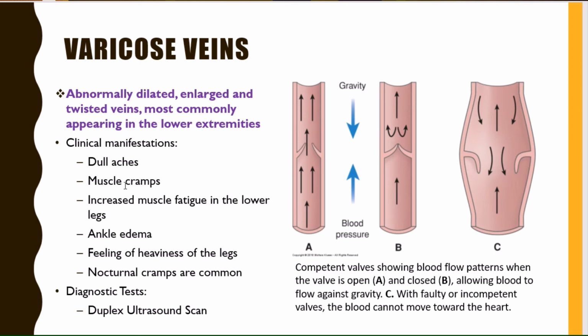So for the patients, the signs and symptoms: you can see the normal here, how the valves are open and there's normal blood flow. So the blood is flowing against gravity. When there is a problem with these valves in the vein, the blood cannot move as normal. This one here, it's going upwards and backwards. There is a problem with the blood movement.